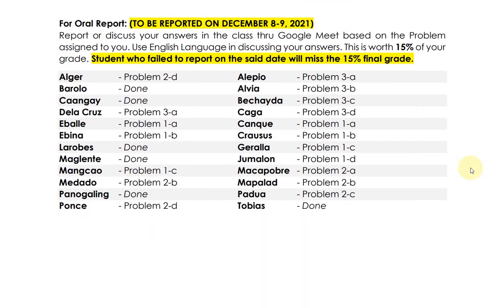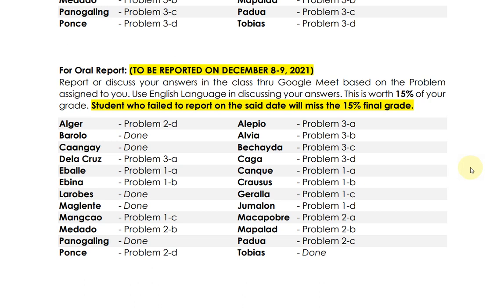So for the oral report, this will be reported on December 8 and 9 during our class. So we are going to meet live in our class for your oral report. For those students who have already done the oral report, they are exempted, so they don't need to come back. As I said, you are asked to discuss your answers in our class, at least one problem in our class.